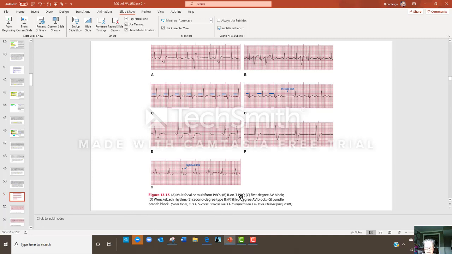R on T, PVC, a first degree AV block, Wenckebach rhythm, second degree type 2, third degree AV block, and bundle branch block on the next video.